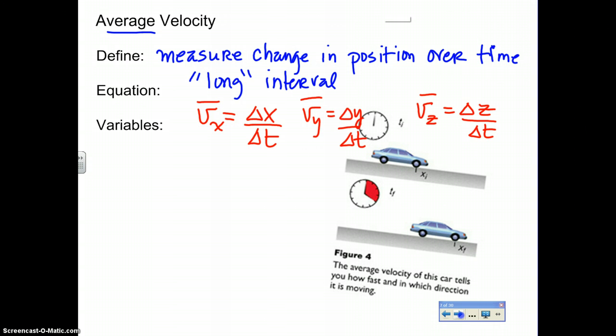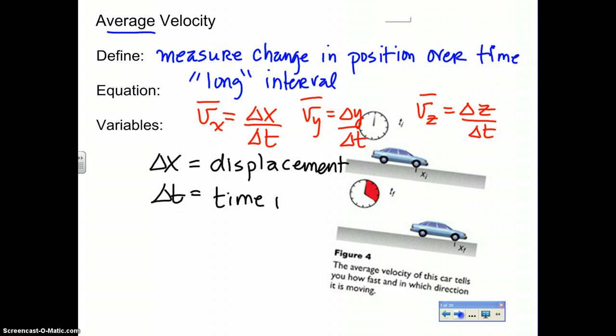These are all acceptable versions of average velocity. So what variables are we dealing with? Well, we already know that delta means change in, and x means horizontal position. So this is displacement. And then we've introduced delta t, a change in time, or something known as a time interval. And then finally, this is your average velocity.